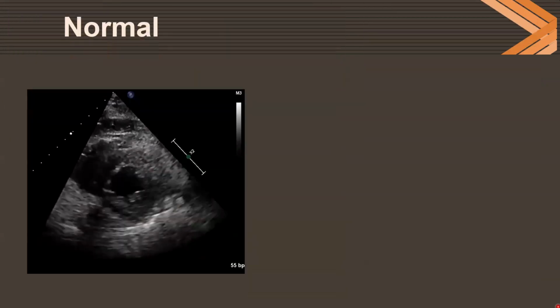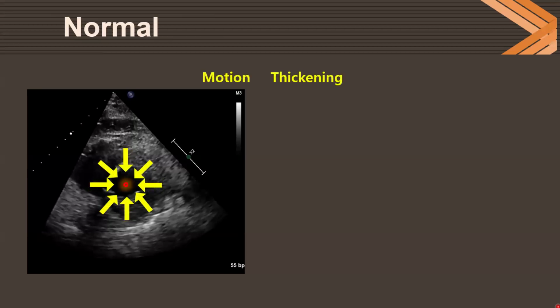First, let's talk about how to assess a normal heart. This is a short axis of the left ventricle. To assess the left ventricle, I want you to imagine that there is a dot in the middle of this left ventricle, and I want you to assess all the walls of the ventricle, how thick they go, if this thickening is equal to other walls, and how they move towards this dot. So we will comment on two items, motion and thickening. Motion of all walls and thickening of all walls.